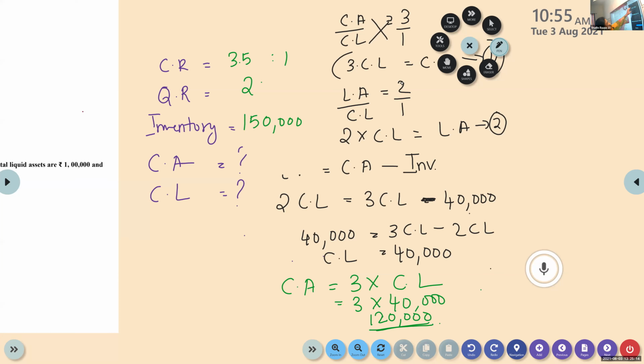So I stop with this. Accounting ratios, I stop with this. Okay. Next day we'll move on to the next category of ratio. In the upcoming sessions, we'll be discussing share capital.